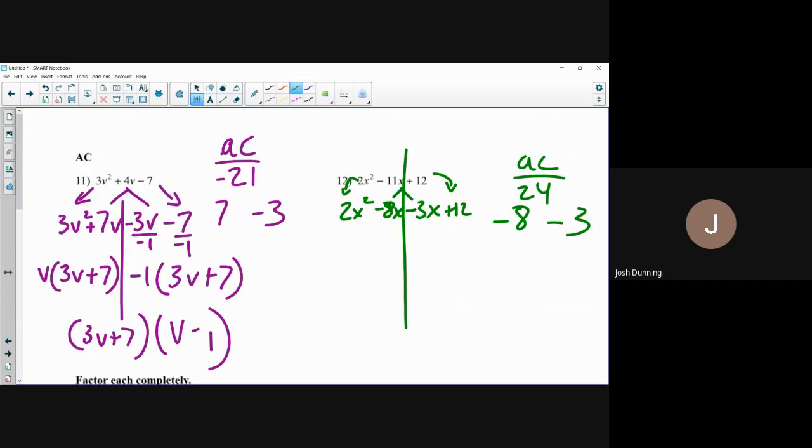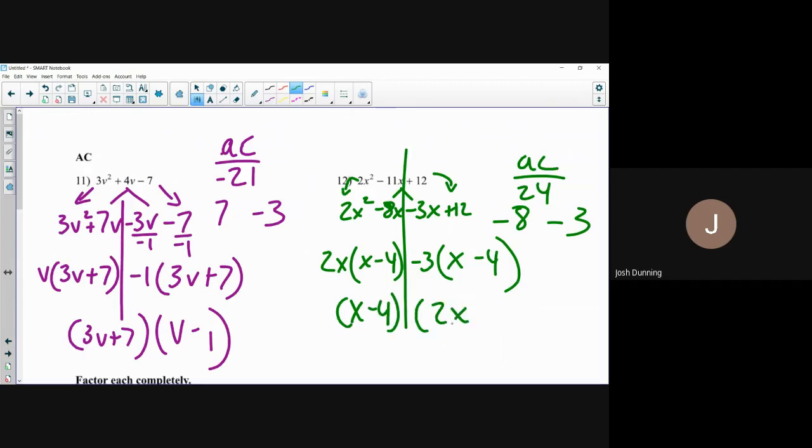So my GCF here is 2x. You divide that 2x out, you factor that 2x out, and you get x minus 4. Now just be careful. The left side is plus and minus. The right side is the other way around. So you're not going to divide out 3, you'll divide out -3. Pull that x minus 4 out, and you're left with 2x minus 3.